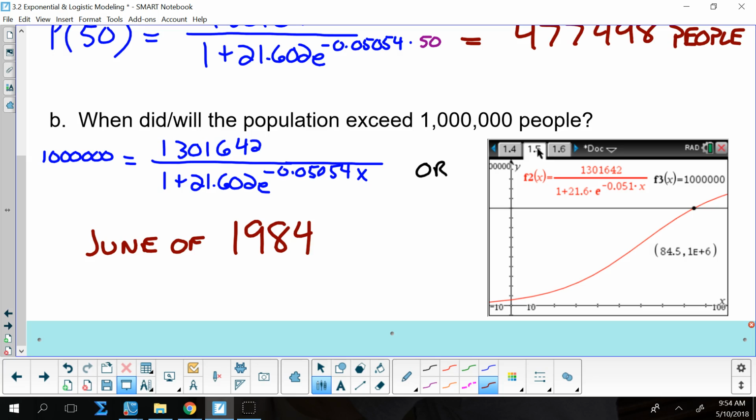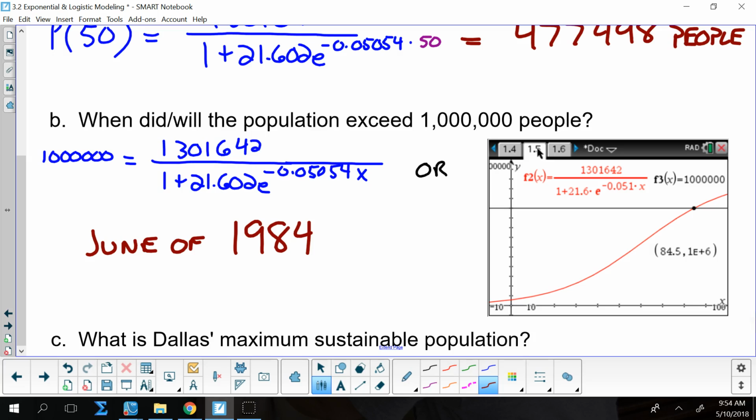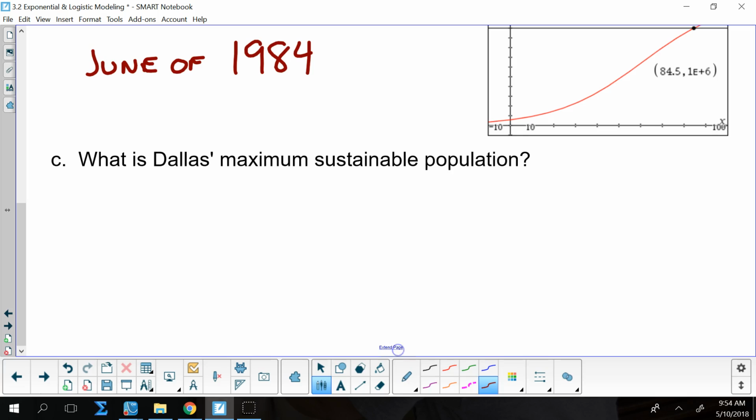Last question for you of the day. What is Dallas's maximum sustainable population? What's the maximum sustainable population of Dallas? 1,301,642. That upper limit, that C value, is the maximum sustainable population.